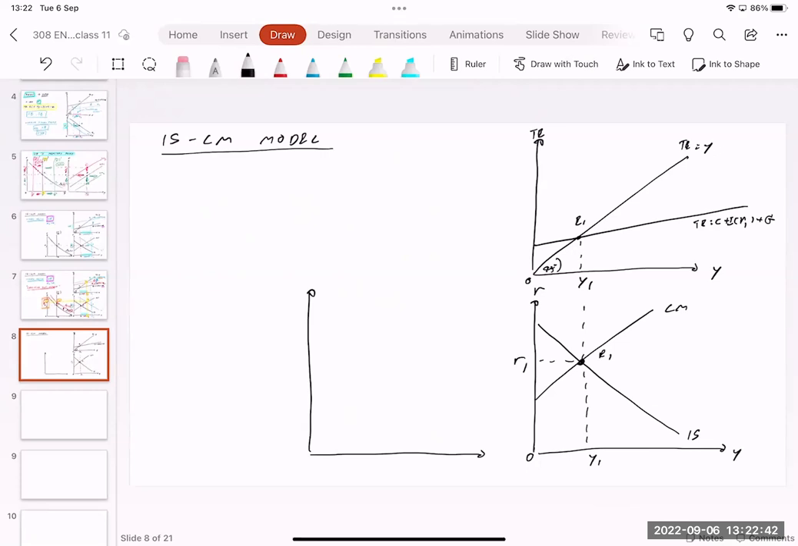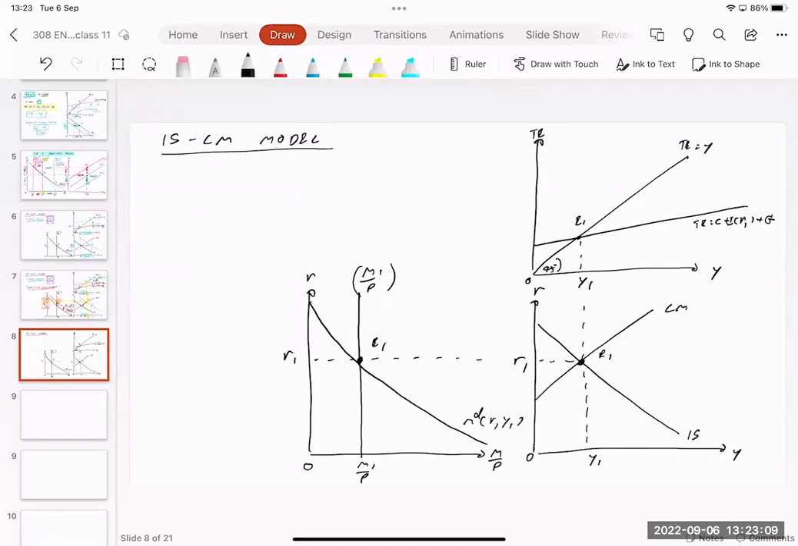On the left, we have the money market. M over P is the real money supply, and I have R for the real interest rate. Link it to the left, R1 and R1. Then I have the real money supply curve, M1 over P. This is M1 over P. I have the money demand curve, MD as a function of R and Y1. This is equilibrium point 1.